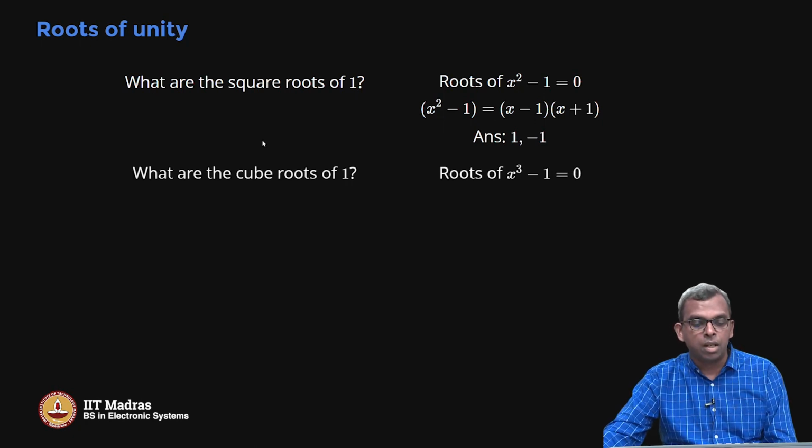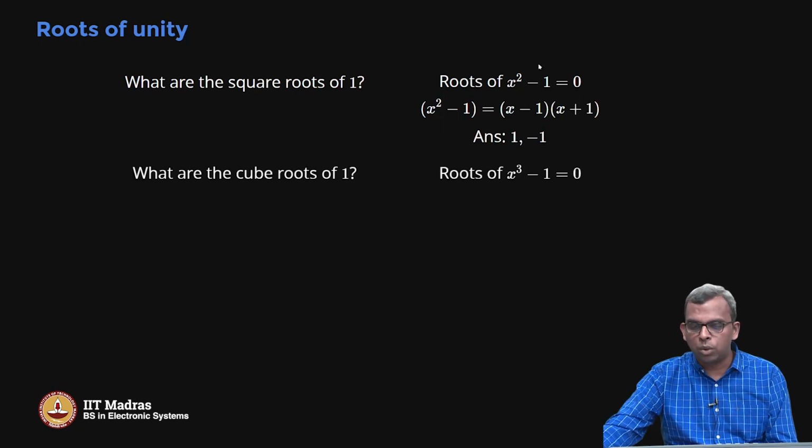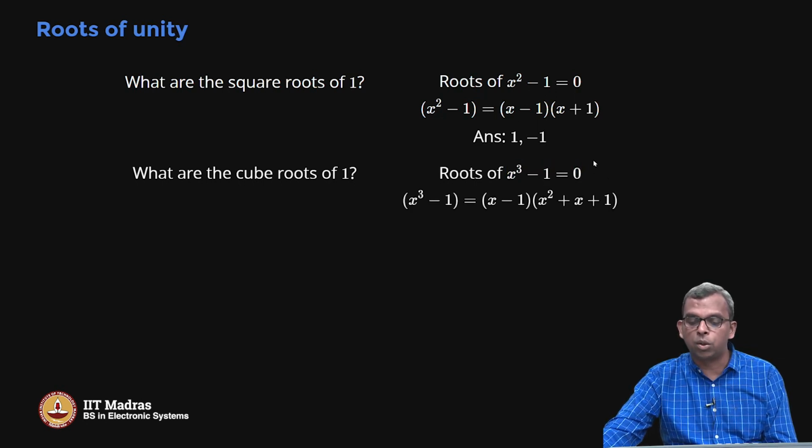Easy enough. What about cube roots of 1? The analogy here is quite easy to see: when I want to find cube roots of 1, I have to solve x power 3 equals 1, which is the roots of x cube minus 1 equals 0. Now this also turns out you can factorize. This is a very famous identity. x cube minus 1 is x minus 1 times x squared plus x plus 1.